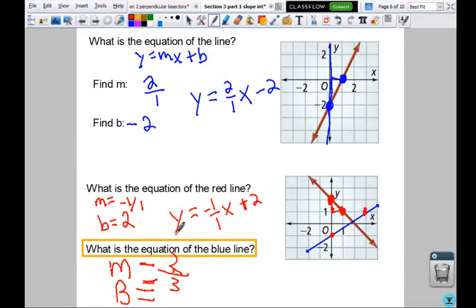What's your B? B is where it crosses the y-axis. B is your y. So where does it cross the y? There's too many lines on this side. It's the blue one. There's a dot there, right here. What number is that? It's 0, negative 1. So it's negative 1 that we care about. Okay, negative 1. And we're not done yet.